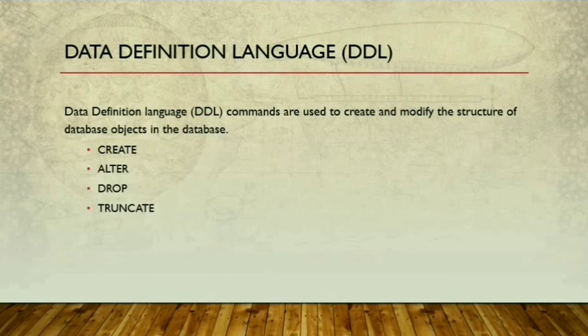Create, alter, drop, truncate are DDL commands. Create is used to create the table, view, index, and second is alter. Alter is used to alter the structure of database objects. For example, if we want to add one more column in a table, then we use alter. Third is drop. Drop is used to drop the table. Fourth is truncate. Truncate is used to delete all the rows from the table.